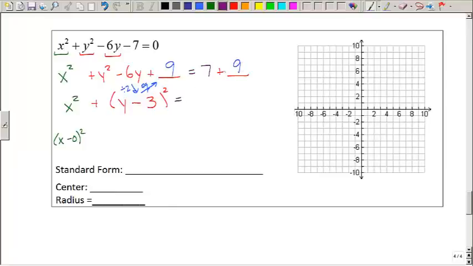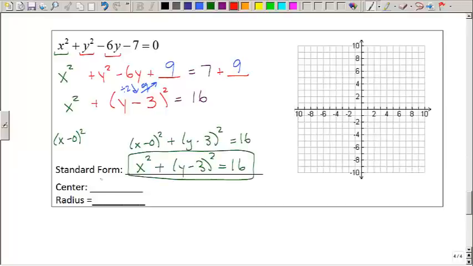When I add these values, 7 plus 9, I'm getting 16. I now have my equation in standard form. x squared plus y minus 3 squared equals 16. Another way of thinking about that is x minus 0 squared plus y minus 3 squared equals 16. Putting the 0 next to the x would help us get our center. My h is going to be 0, and my k is going to be the opposite of negative 3, or positive 3. So my center is at 0, comma 3.